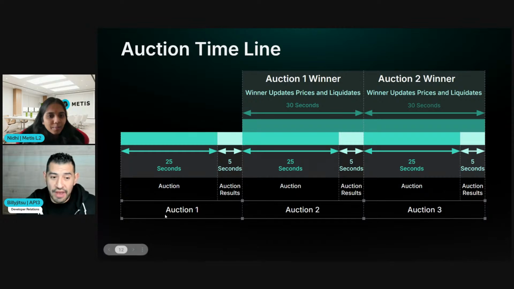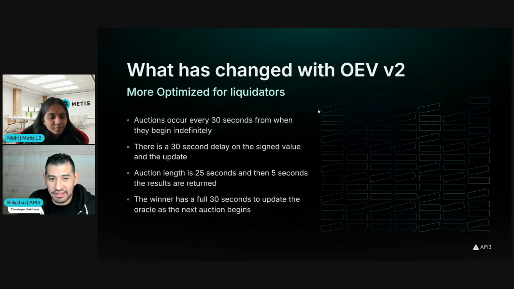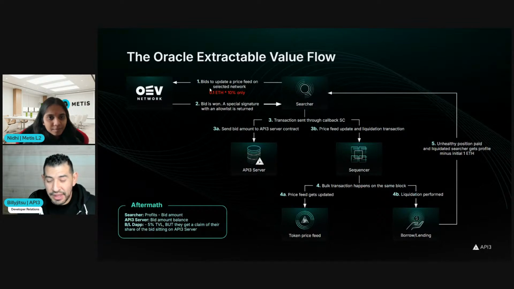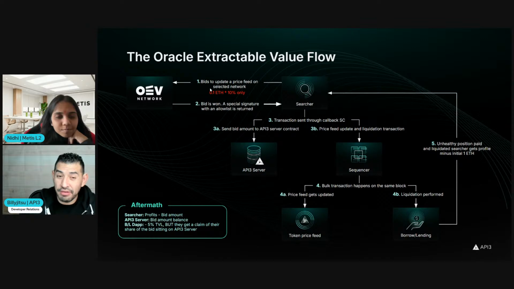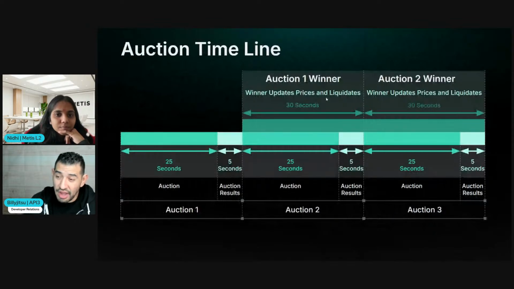No, so if I win auction one, and I have that 30 seconds to update, and let's say I disconnect or I lose internet and I don't update the price feed, well, I'm going to get slashed. Remember this bid, I have to put a little ETH in order to bid. It's basically saying if I don't behave correctly and I just keep the price as is, then I'm going to lose whatever I'm bidding on this OEV network. So you have to have at least one update in this time window in order to not get slashed.